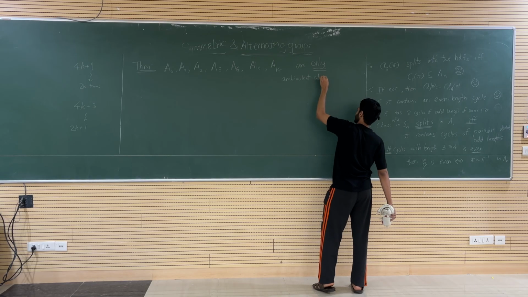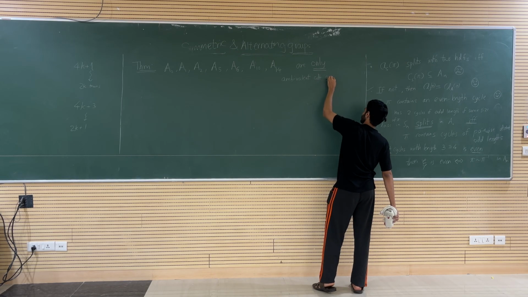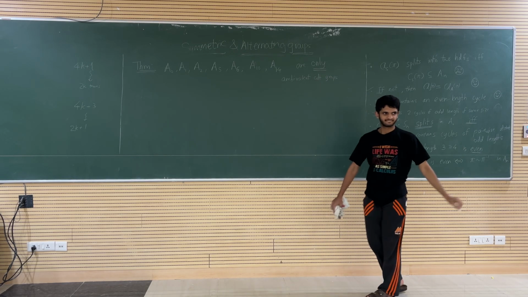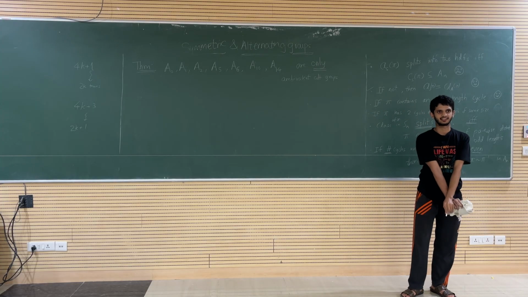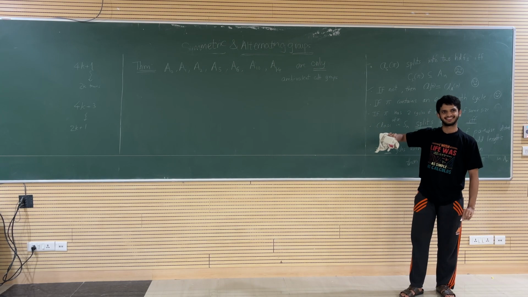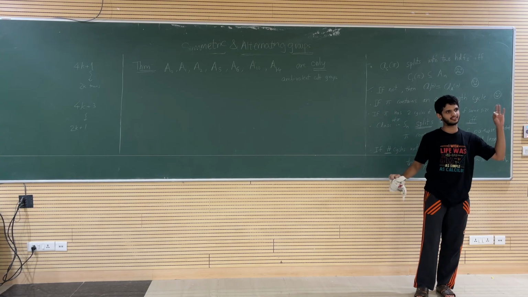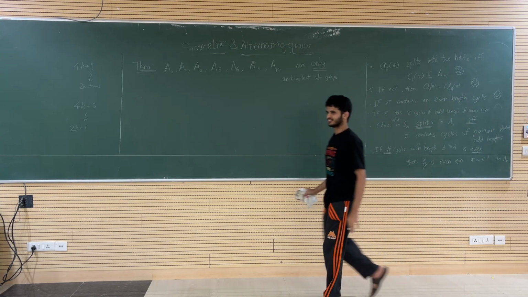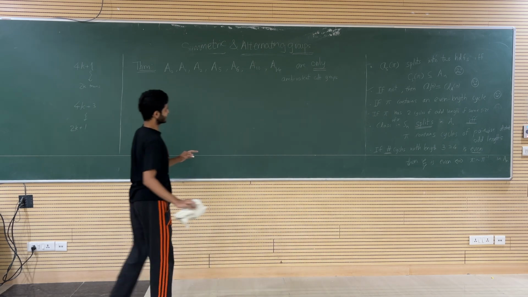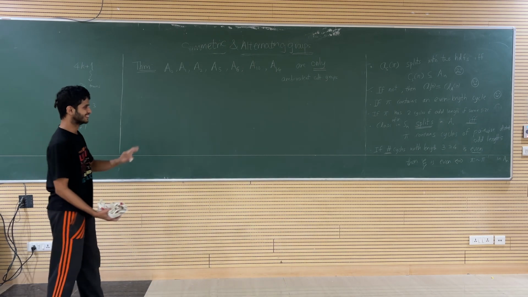Alternating groups. Nice theorem, right? Any pattern can I see: 2, 5, 6, 10, 14, nothing? Okay, I'll show the pattern. You will be like, oh, nice pattern, you will tell after this, okay? These are the only alternating groups.